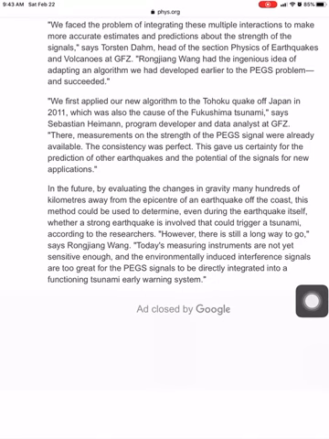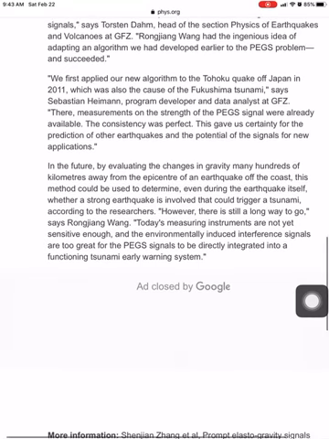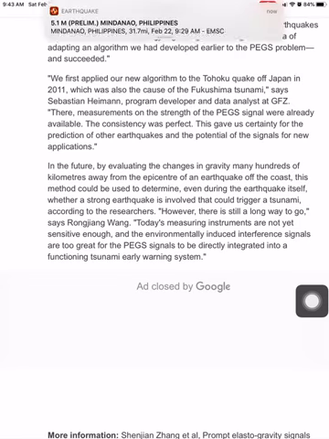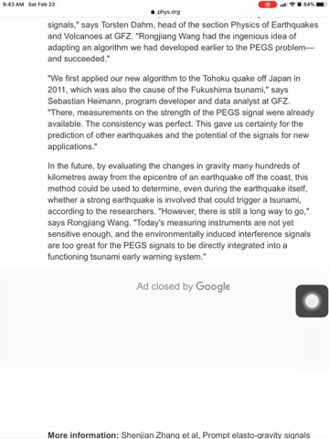Measurements on the strength of the PEG signals were already available. The consistency was perfect. This gave us certainty for the prediction of other earthquakes and the potential of the signals for new applications in the future, by evaluating the changes in gravity many hundreds of kilometers away from the epicenter of an earthquake off the coast. This method could be used to determine, even during the earthquake itself, whether a strong earthquake is involved that could trigger a tsunami, according to the researchers.